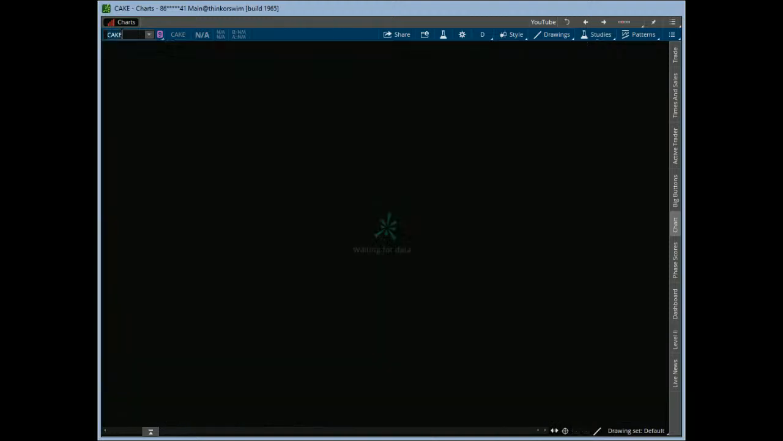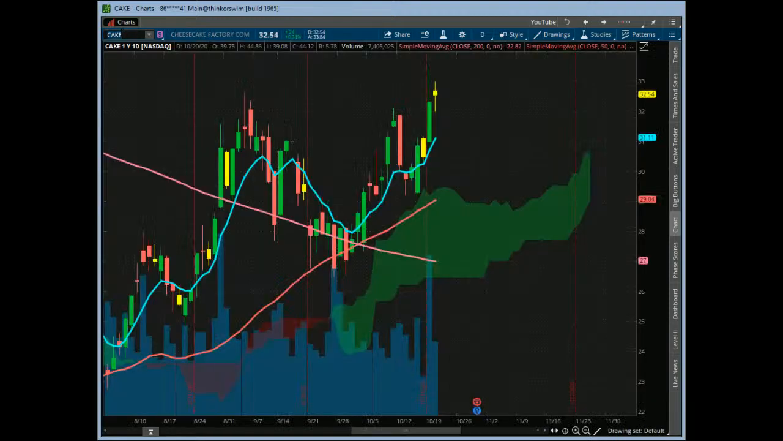So let's take a look at Cake. I know you love this one, and why wouldn't you, right? Delicious, right? Nice inside day there, closing in the upper shadow of yesterday. Could be a potential pause candle. Great find on those. Awesome, ZK.